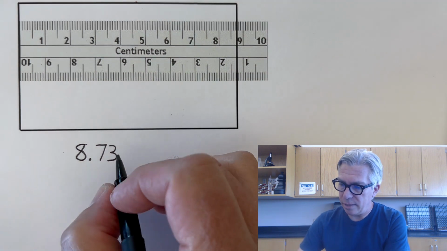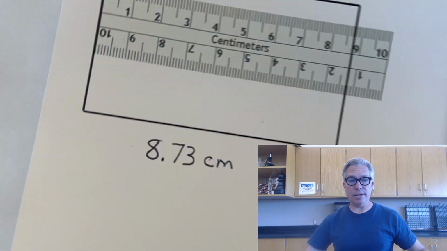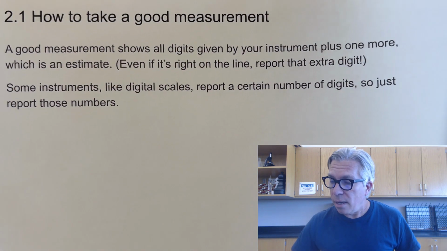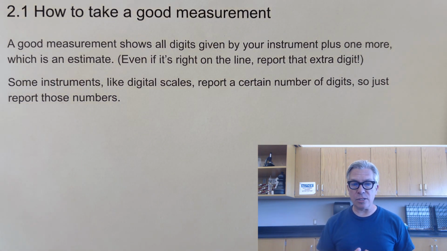Now, I know that might bother you. Oh, you've got to put a unit. Numbers in chemistry class without units, they're evil and we don't like them unless they're pH values or equilibrium constants, but that's another story. All right, so how to take a good measurement. Here's the definition. When you're taking a measurement, you're going to have an instrument with some information on it.